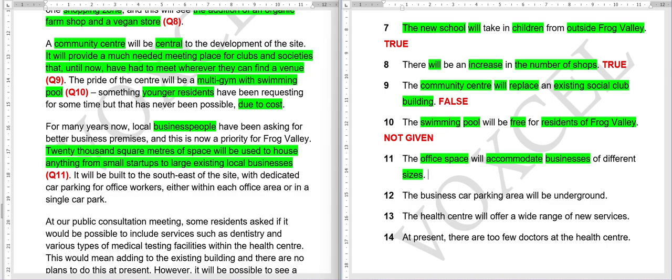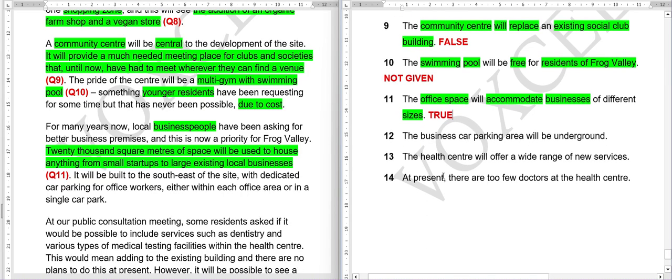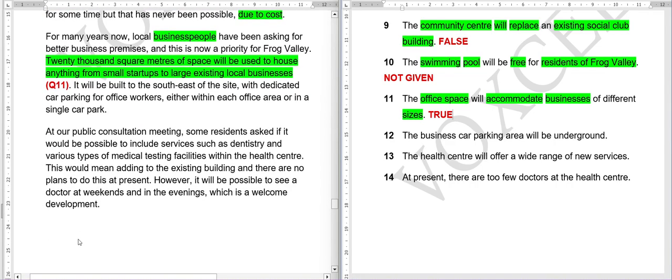Okay, time's up. I'm going to write the answer here, and the answer is true. It was quite straightforward. Different sizes, yes. Why? From small startups to large existing local businesses. So they are of different sizes. So the answer is true. It was quite easy to understand. Let's read the 12th question now.